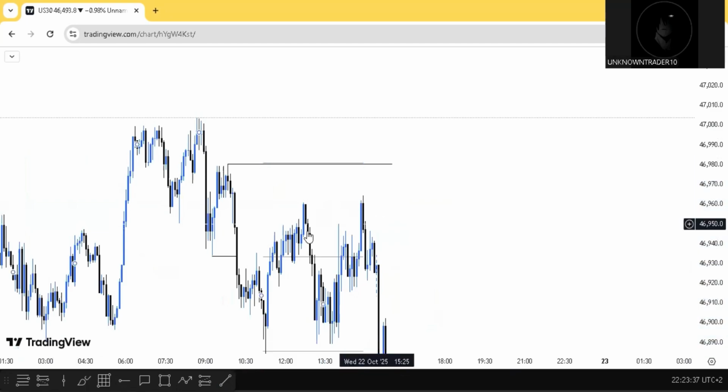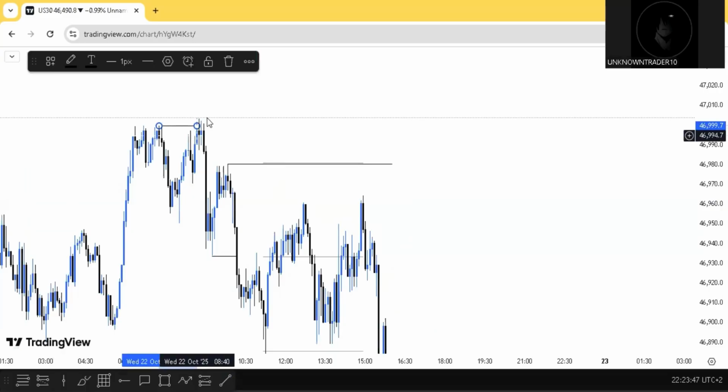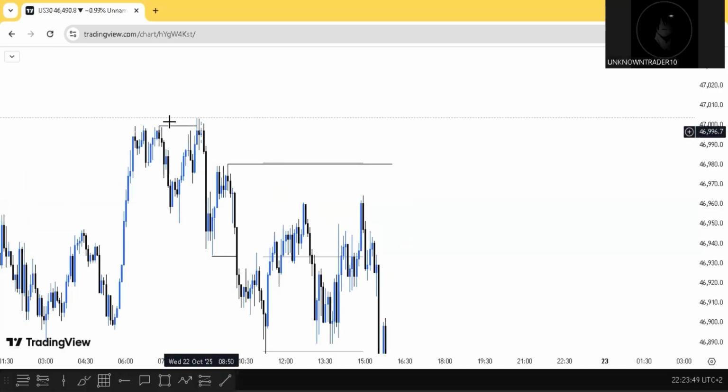So for liquidity to be swept, the market must not close above a candle to show that it's liquidity. The market must not close above a candle. You see here, this is what we call liquidity. Why? Because the market did not close above this high. You see, but once the market closes above a candle, that's not liquidity.